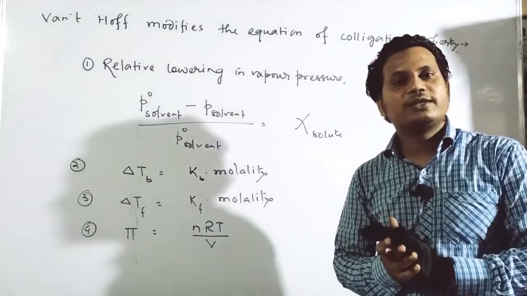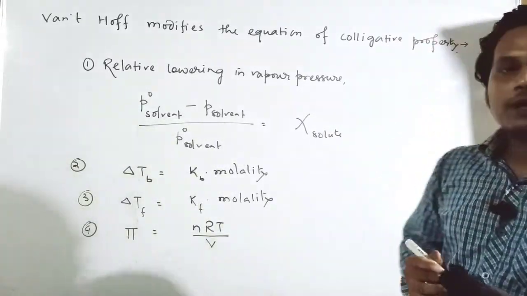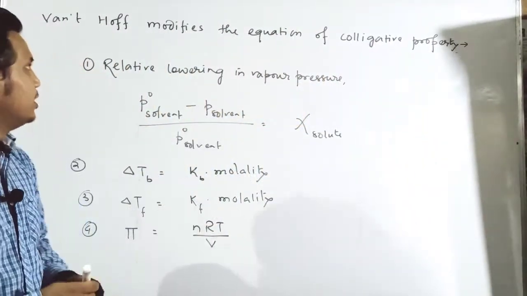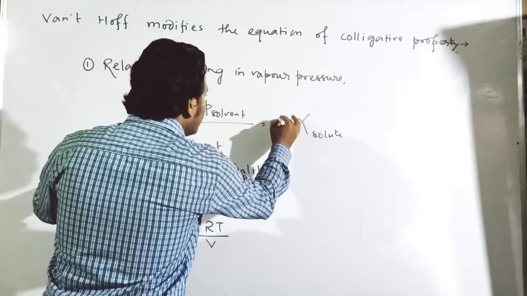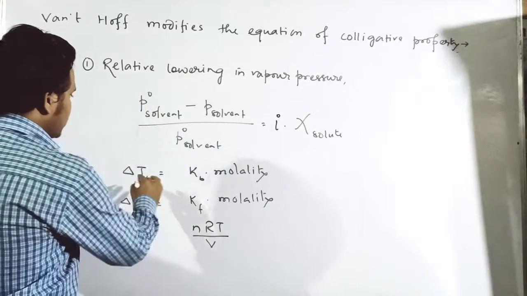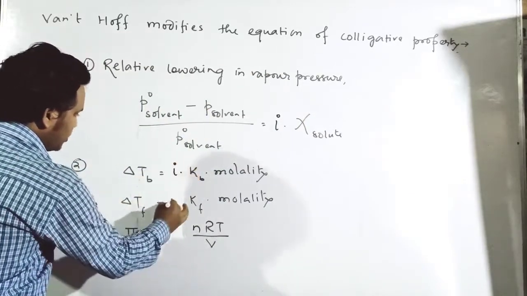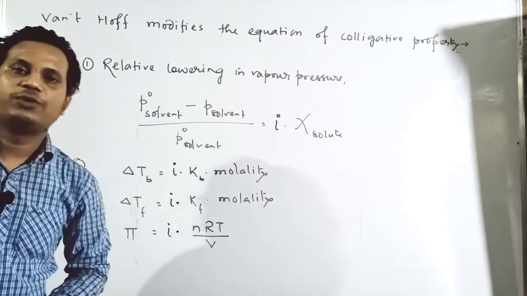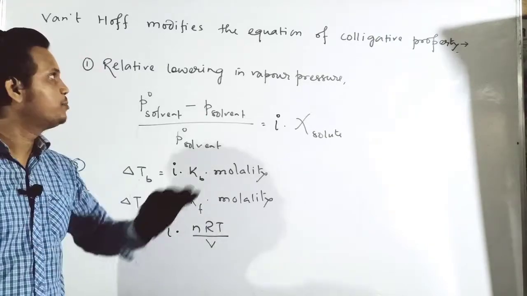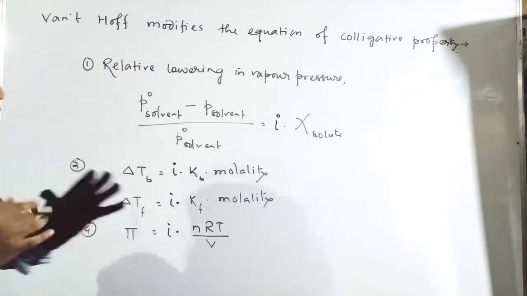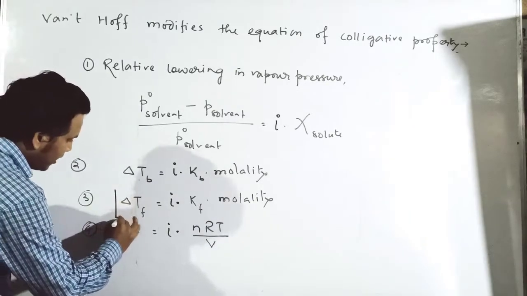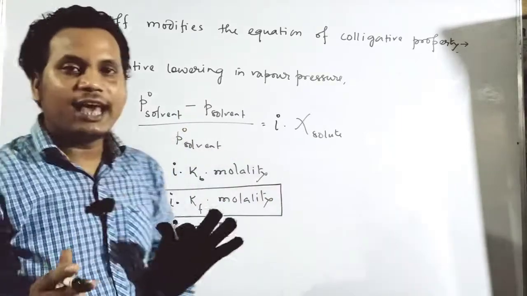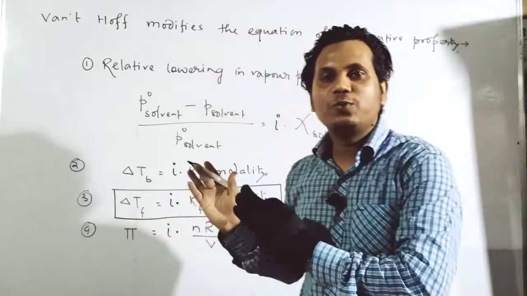What was the colligative property? Those properties of the solution which depend upon the number of solute particles. So he modified that this will be equal to I into this, meaning all are multiplied by I. So this is the correct equation for the colligative property as predicted by Hoff. So what is the original formula? Del Tf equals I into Kf into molality.